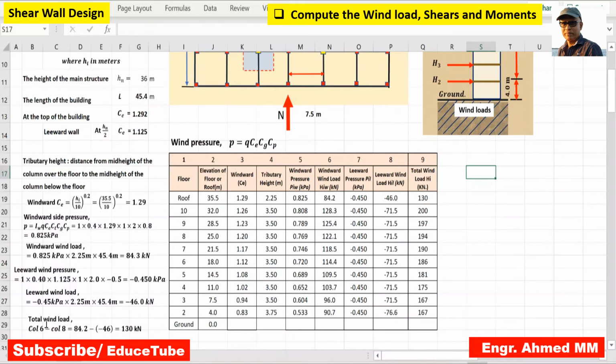Now here, total wind load, how to get this? Look at column 6, we got windward wind load, say 84.2. Leeward wind load, we got minus 46. Now, if we subtract these column values, we will get 130 kilonewton. That's what it is. Once we get this, clicking here and pulling it down, you will get the total wind load for each floor.